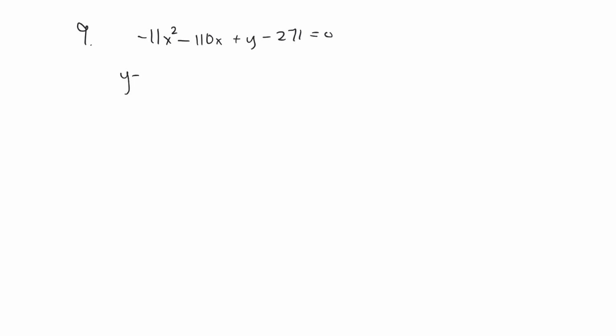So we end up with y minus 271 equals 11x squared plus 110x, right? We just added those two values to the other side just to get them to move over. At that point, it becomes a little bit easier to work with. Obviously, 11 can be factored out really easily, so we're going to take that 11 out. You're left with x squared plus 10x plus the space that we're going to work with equals the y minus 271.